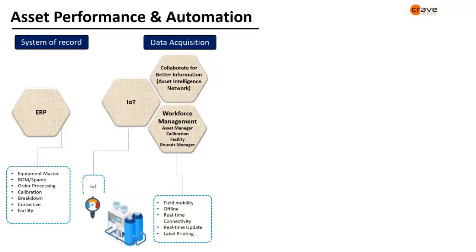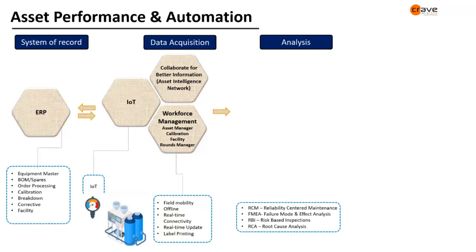Asset Central Foundation and Asset Intelligence Network help to collaborate between several organizations. So that's where we come to the data acquisition side. Once we have acquired the data, we have the ability to start analyzing it. And that's where RCM comes in: reliability-centered maintenance, failure mode analysis, risk-based analysis, and root cause analysis. All of these can be achieved through SAP's Asset Performance and Strategy Management, that is APSM.